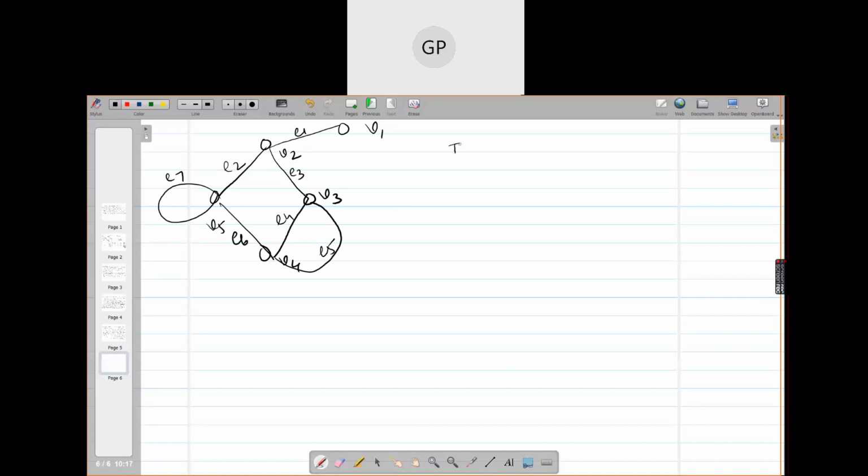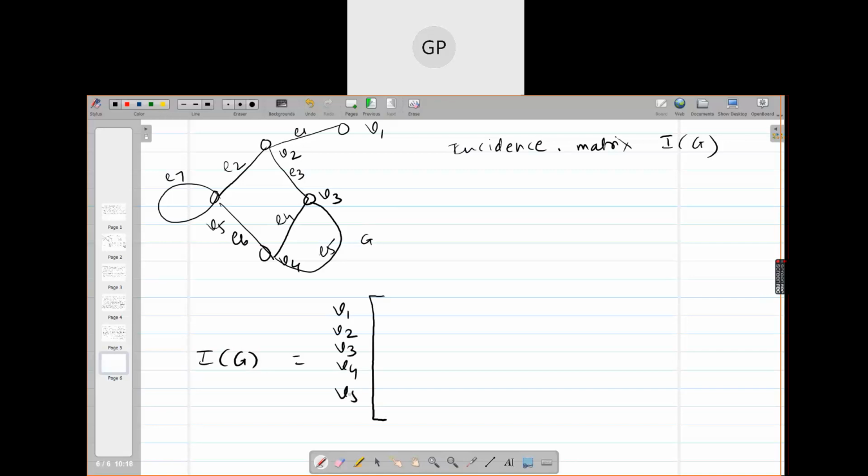So, okay, incidence matrix is also denoted by IG. IG is also used to denote incidence matrix. So I have to write V1, V2, V3, V4, V5. Okay, and column wise I will write the names of the edges. E1, E2, E3, E4, E5, E6 and E7. So this is going to be a long bigger matrix.